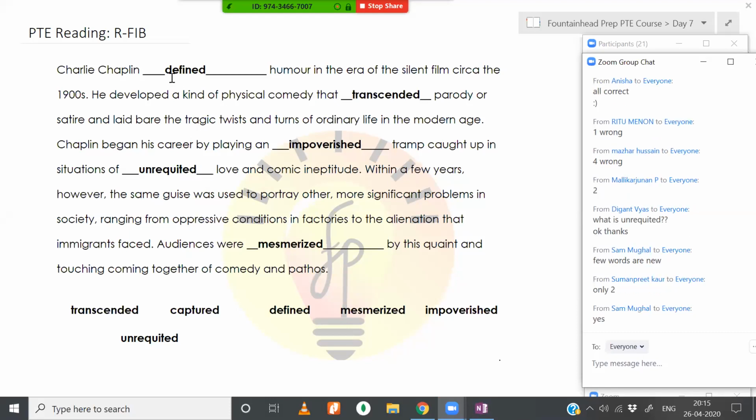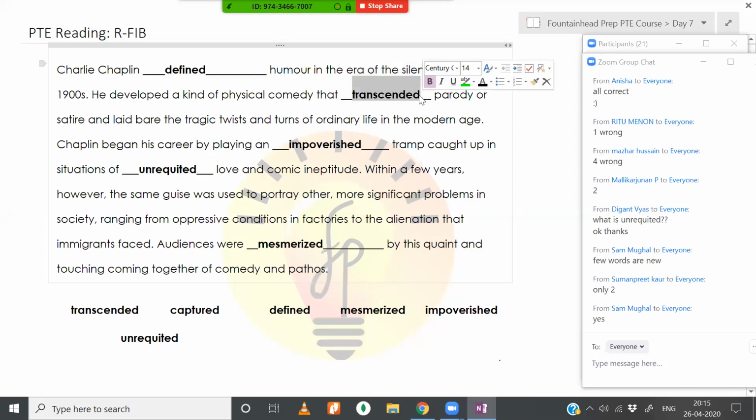Okay, any doubts? Charlie Chaplin defined humor in the era of silent film circa the 1900s. He developed a kind of physical comedy that transcended, as in it took parody to a different level. It transcended parody or satire and laid bare the tragic twists and turns of ordinary life in the modern age. He began his career by playing an impoverished tramp. Impoverished means poor. Tramp, you can assume, means a beggar. Impoverished tramp caught up in situations of unrequited love, meaning unreturned love, and comic ineptitude.